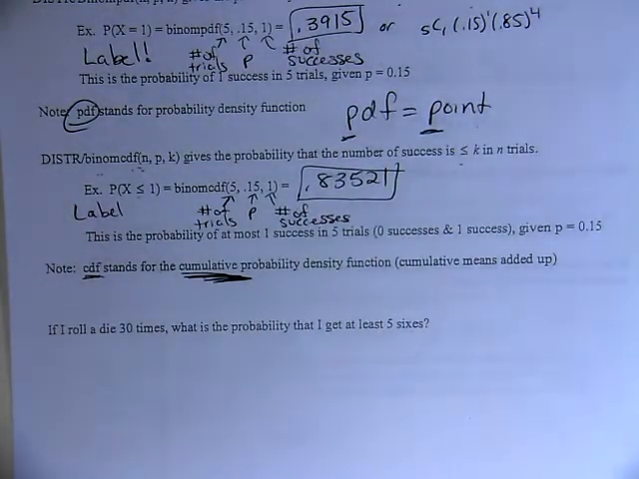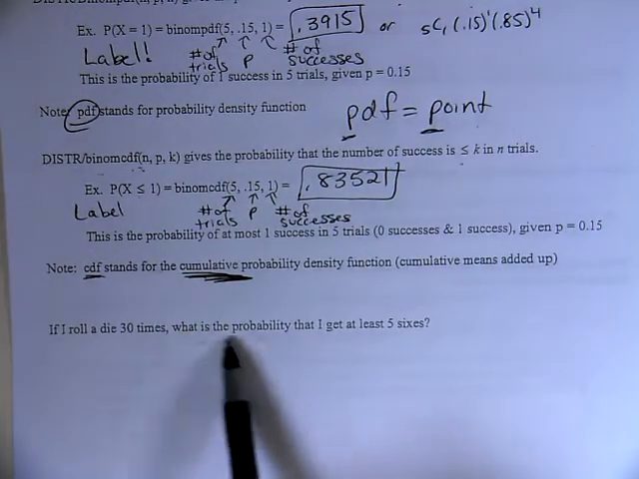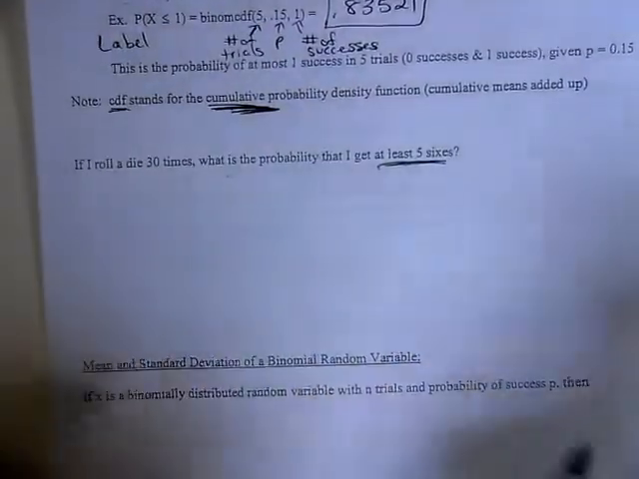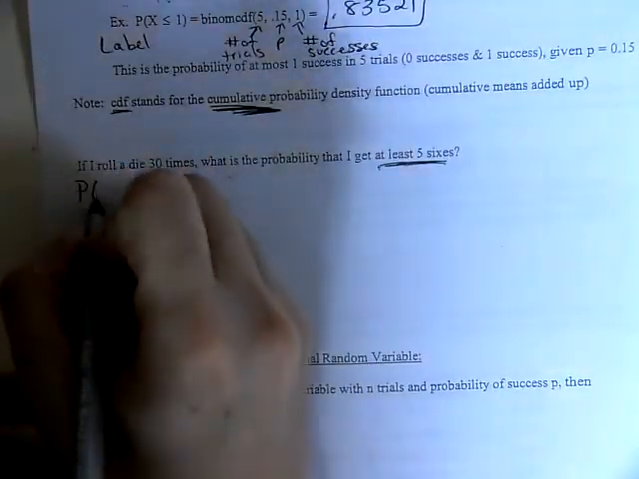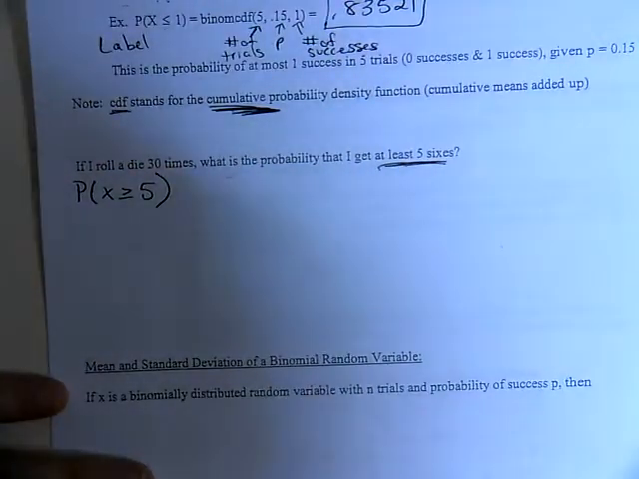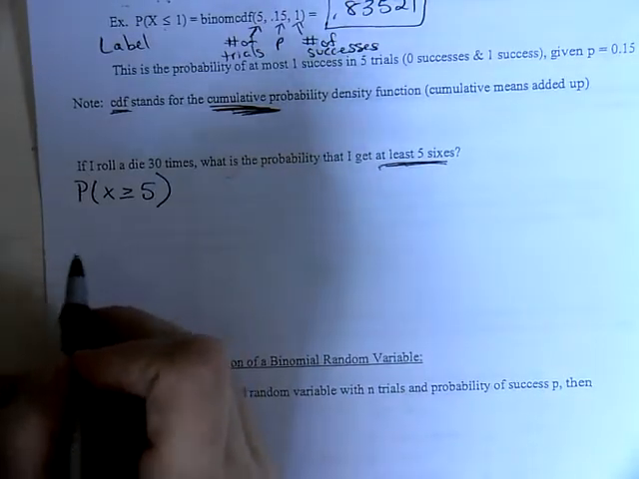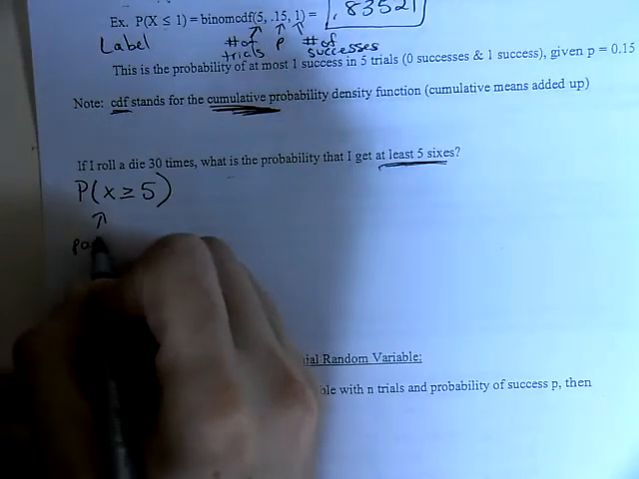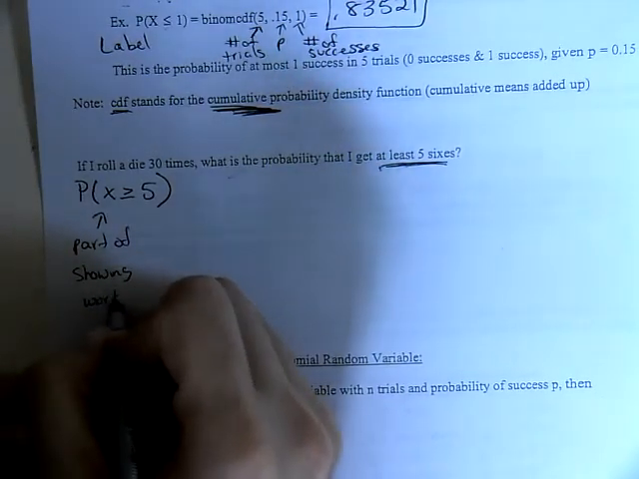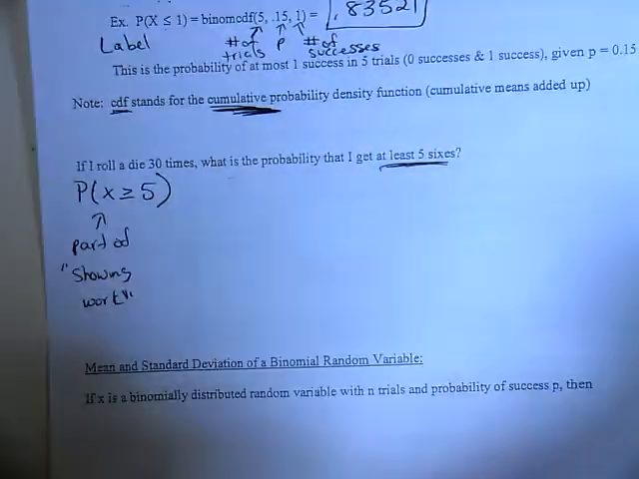We'll talk about greater than right now. So if I roll a die 30 times, what's the probability I get at least 5 sixes? So, probability I get at least 5 sixes, X would be greater than or equal to 5, at least 5. You may want to make sure you write this out. It's part of showing your work. And I like to write it out personally because it organizes everything in my brain.